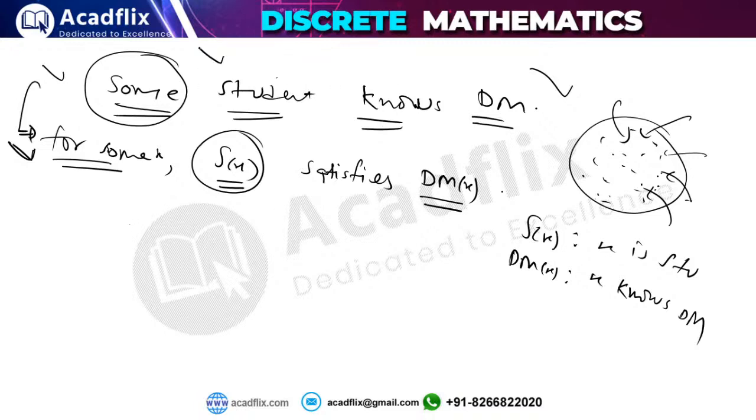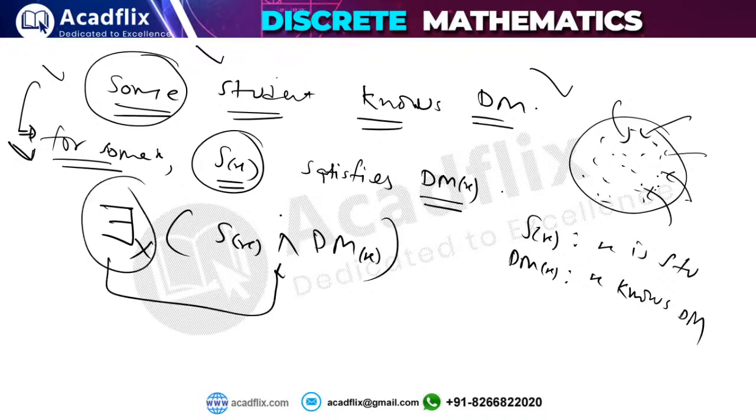So how will we convert this into a first order logic formula? We will convert it like this: there exists x, Sx and DMx, because with the there exists quantifier we use conjunction. This is how we translate the statement. It means there exists x such that x is a student and he or she knows discrete mathematics. This is the meaning.